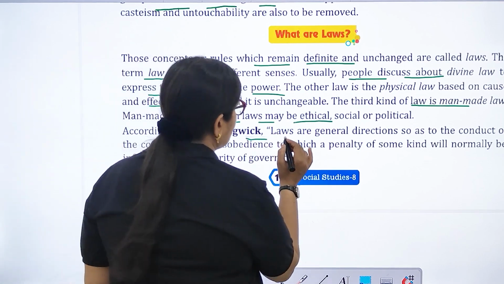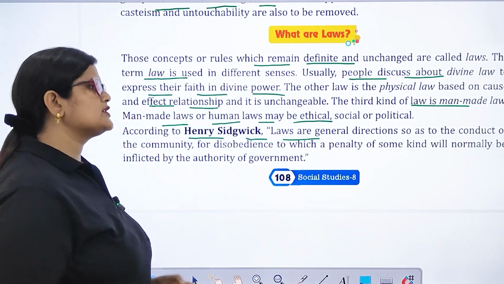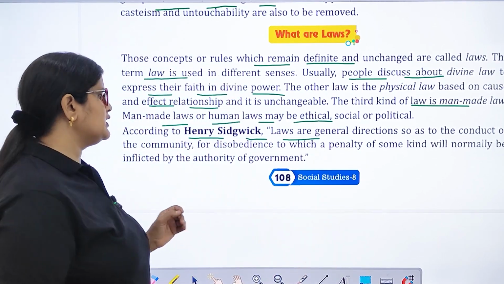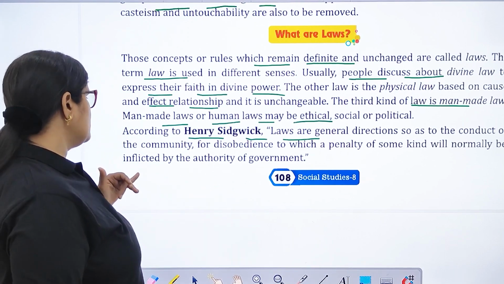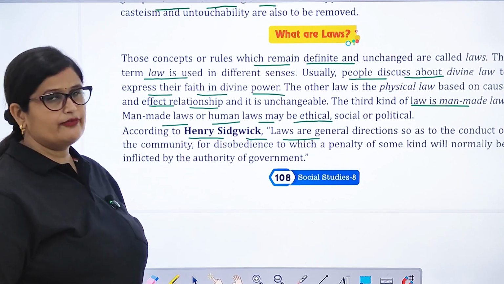According to Henry Sidgwick, laws are general directions as to the conduct of the community, for disobedience to which a penalty of some kind will normally be inflicted by the authority of government.